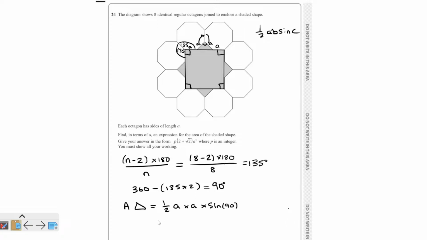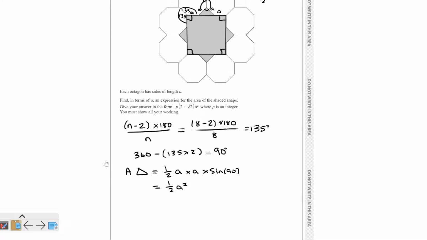So do you see how that would become a half? A times A is A squared times 1. That makes no difference. So that is one triangle. Now we do actually have 4 triangles, so I'm going to multiply that by 4 right now. It's basically a half times 4, isn't it? Which is 2A squared. So that's the area of the 4 triangles. Now I just want to know the area of the square in the middle.